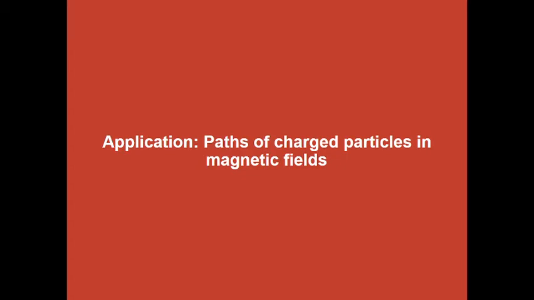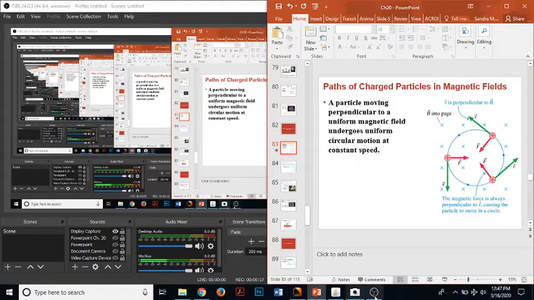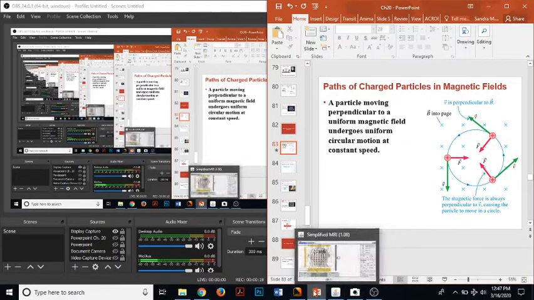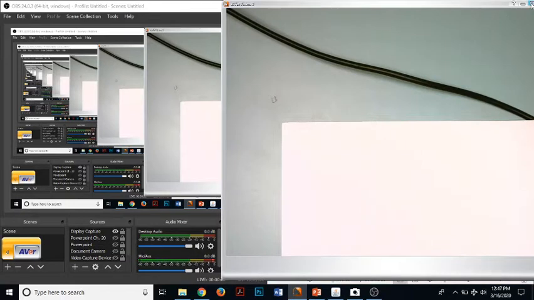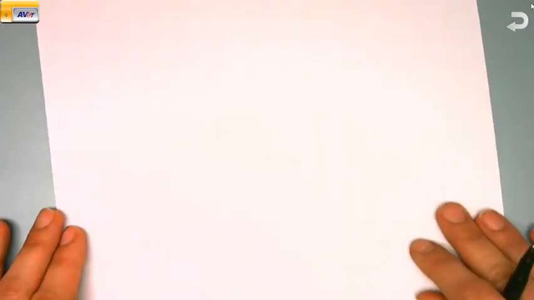So, paths of charged particles in magnetic fields. Let's do one more application of magnetic fields, which is something I'm going to draw on a piece of paper. So let's get up the document scanner. Okay, so here we are. Okay, so let's draw the path of something in a magnetic field.